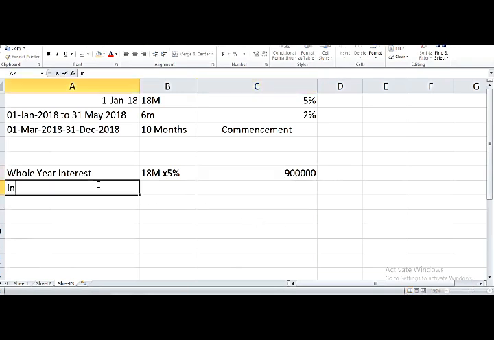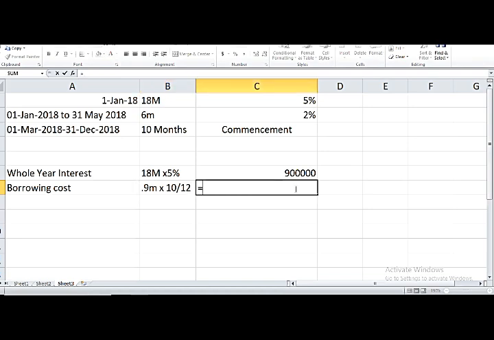Now, borrowing cost. Borrowing cost will be 0.9 million, because this 900,000 is multiplied by 10 divided by 12, since it should be for 10 months. So this will be 900,000 multiplied by 10 divided by 12.